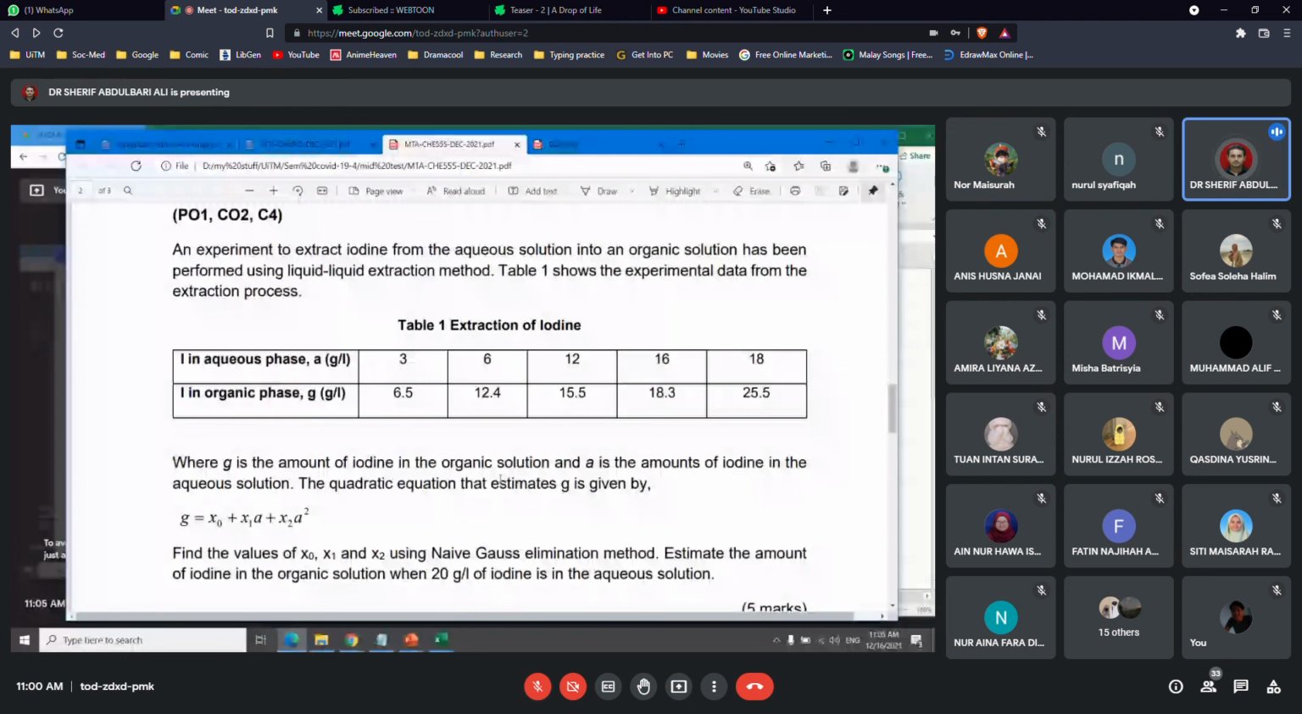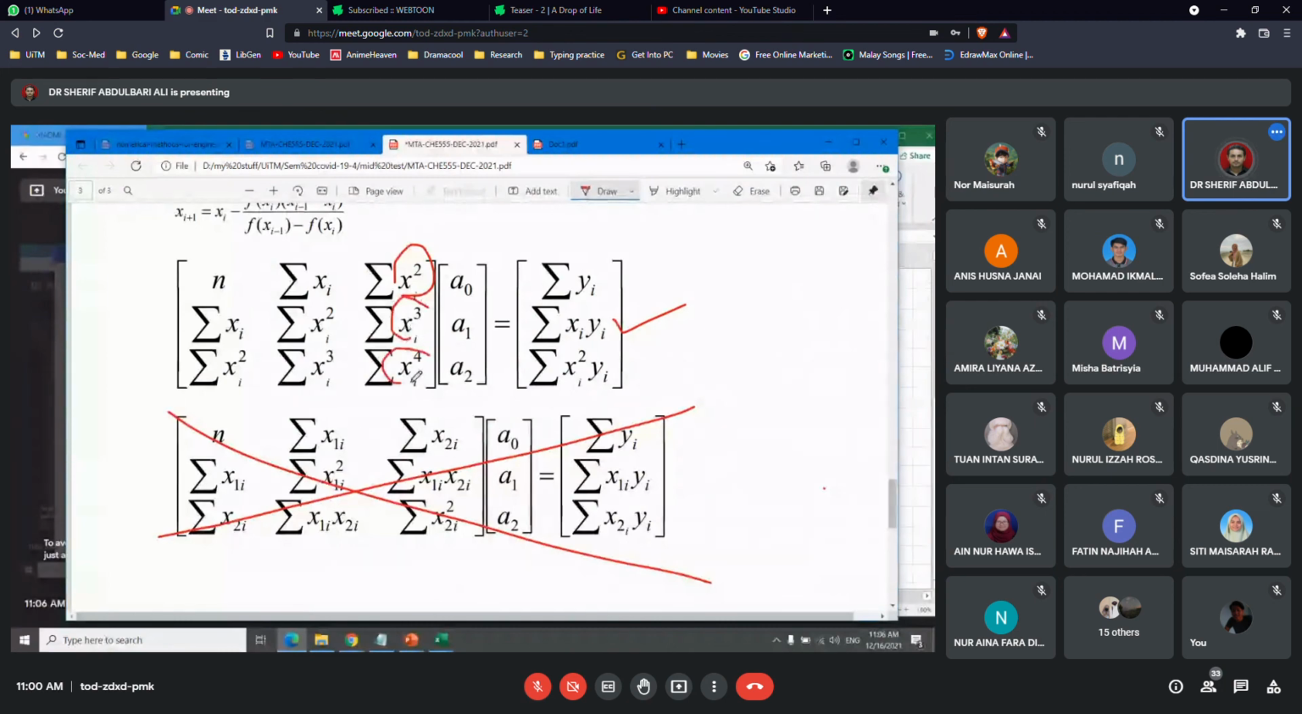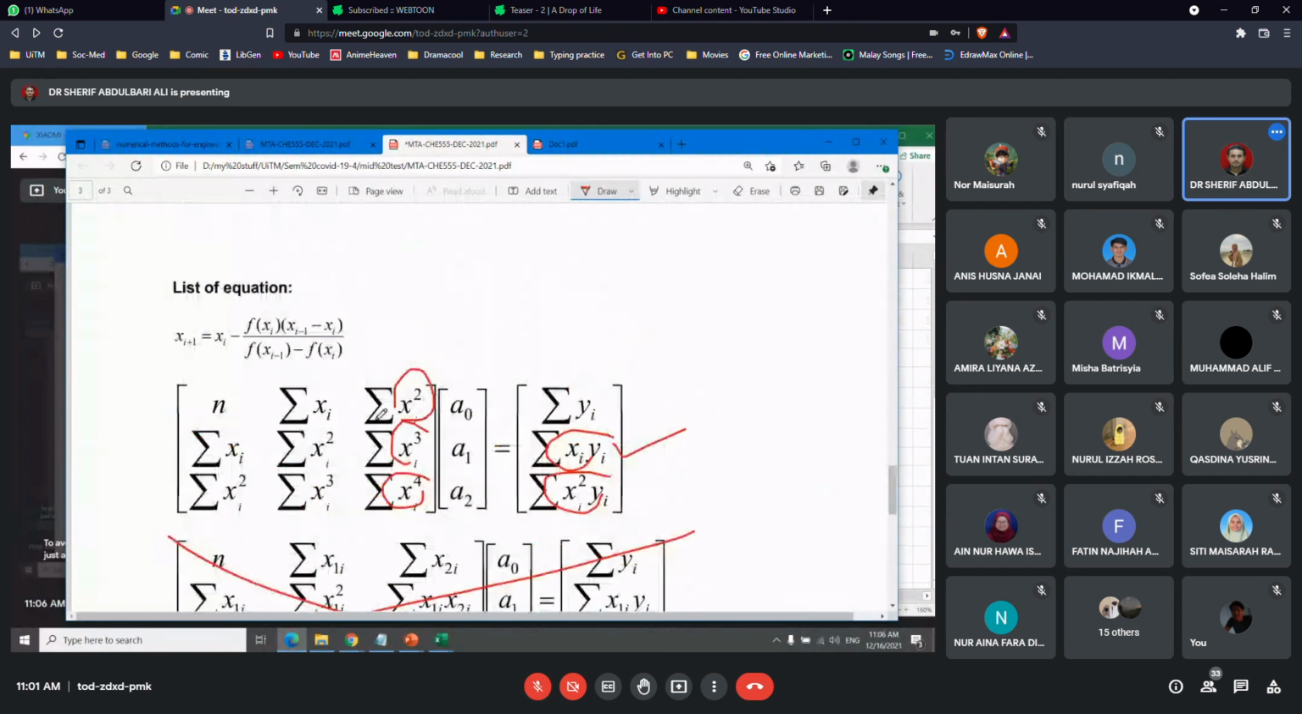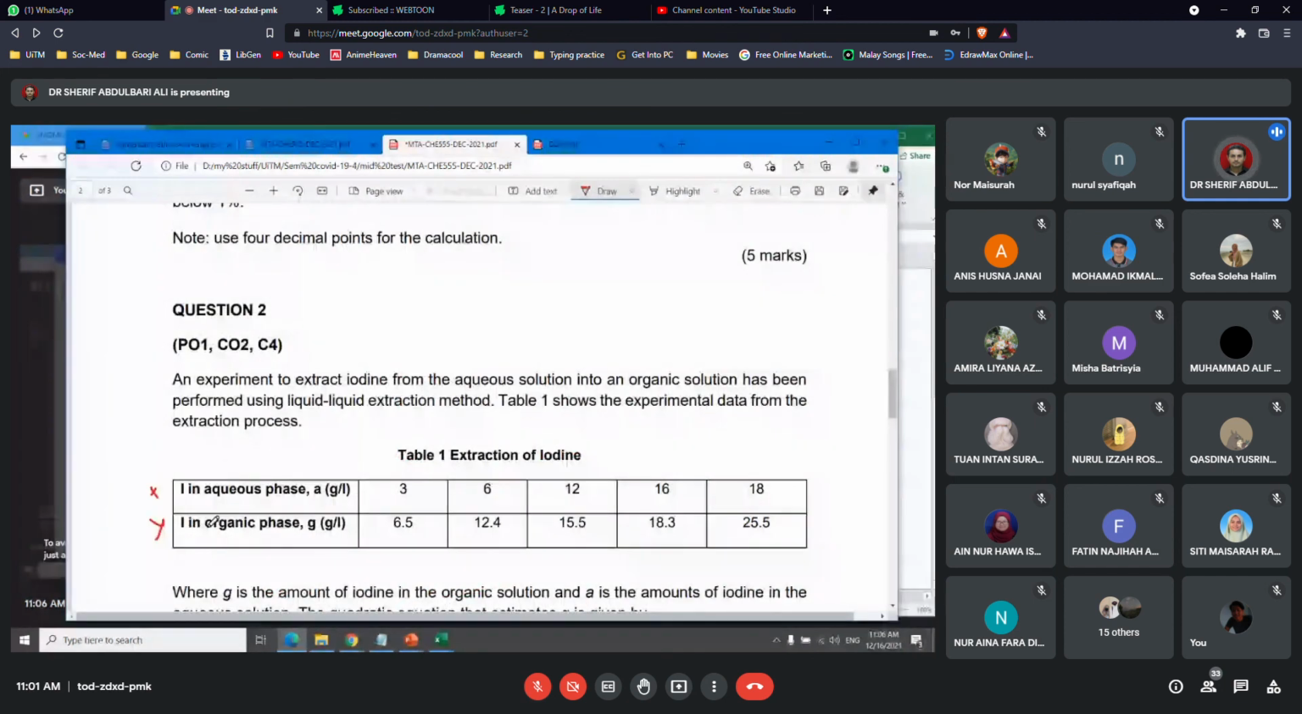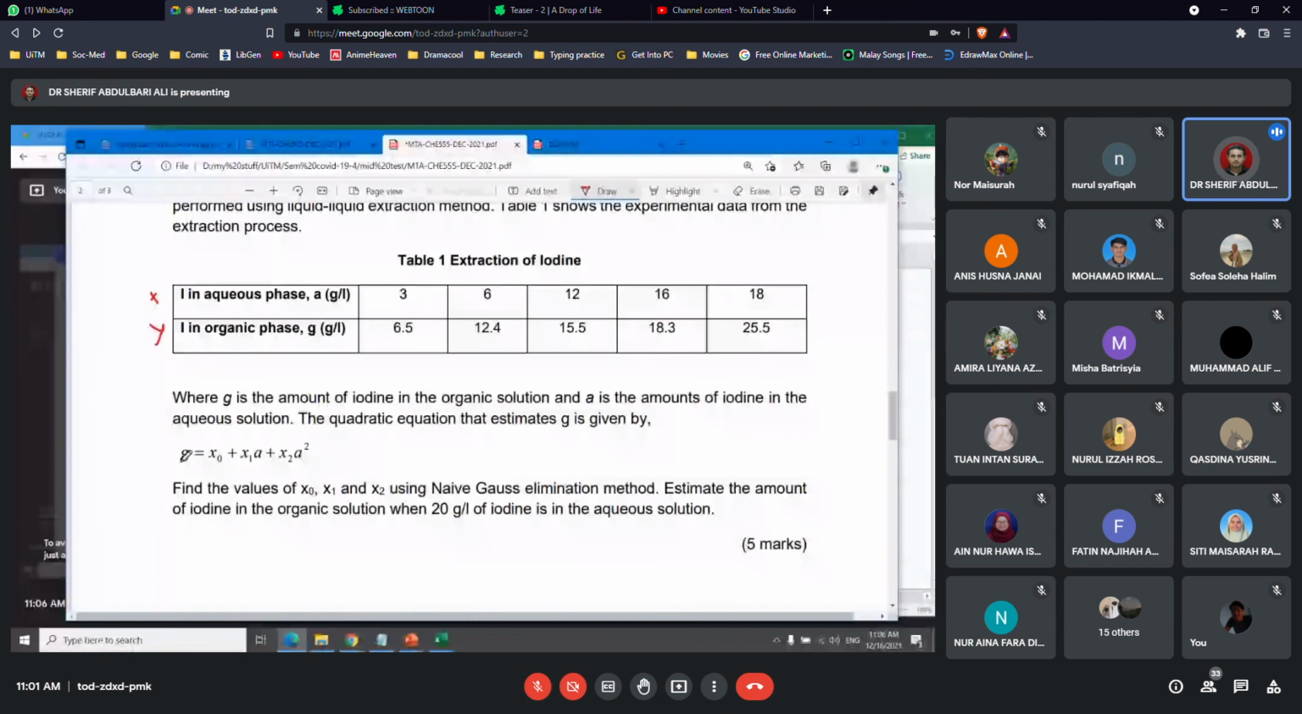So you already have the value of x, you have the value of y. So you need to find x squared, x cubed, x power 4. You need to find the x times y and x squared times y. Okay, so this is the key of how to solve these questions. You already have x and you already have y here. So actually g here is supposed to be y, and the a's in here are considered the x's. So you need to find them. Okay, so how to do this?